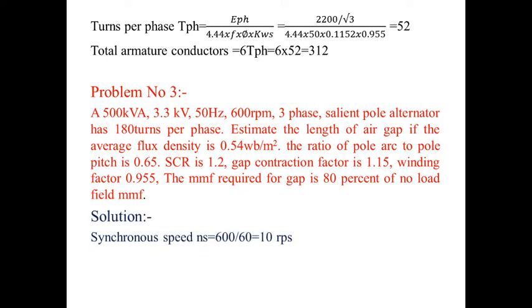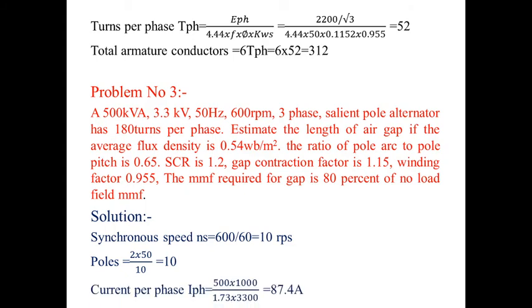Now synchronous speed is given by Ns equal to 600 by 60, that is 10 rps. The number of poles equals 2f by p, that is 2 into 50 divided by 10, so you will be getting 10. Now current per phase I phase is given by 500 into 1000 divided by root 3 into 3300 volt, so you will be getting 87.4 amps as the current per phase.